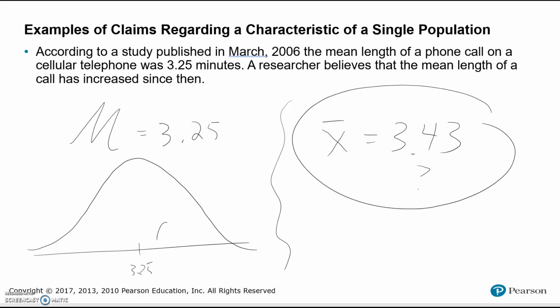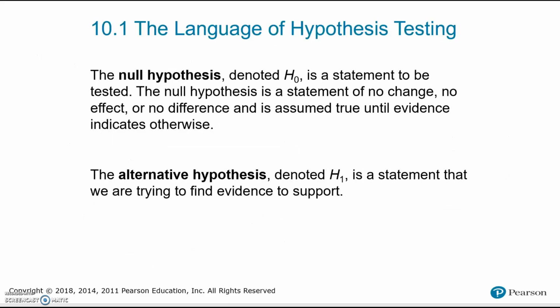If he's right here, no big deal. We can't say we have enough evidence to suggest that it really changed. But if he's way out here, we're saying, well, wait a minute, something's going on. That's such an unusual observation that we might be able to say something about the real mean here. Okay? That's where we're going.